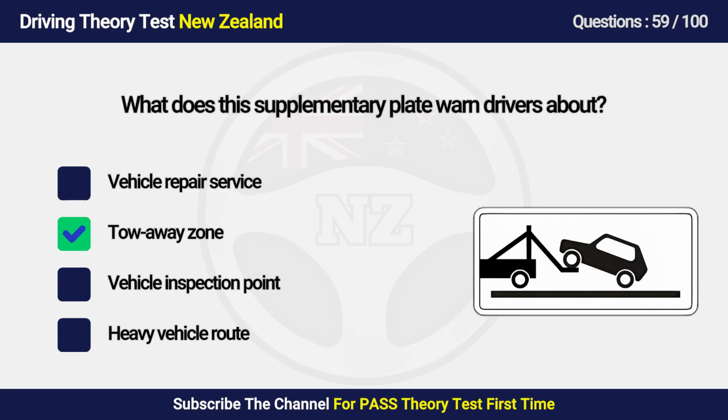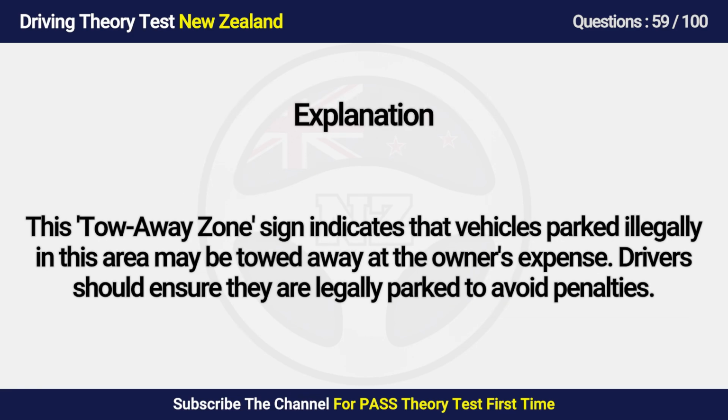Answer is B. Zone. This zone sign indicates that vehicles parked illegally in this area may be towed away at the owner's expense. Drivers should ensure they are legally parked to avoid this.